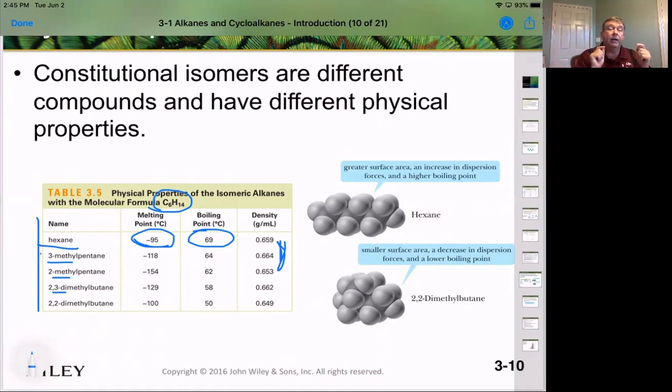We're going to talk about how different interactions affect boiling points and melting points as we change functional groups. So keep in mind that in these constitutional isomers, all we have are what we call dispersion forces or London forces. That's a very weak force, and therefore they have very low boiling points.